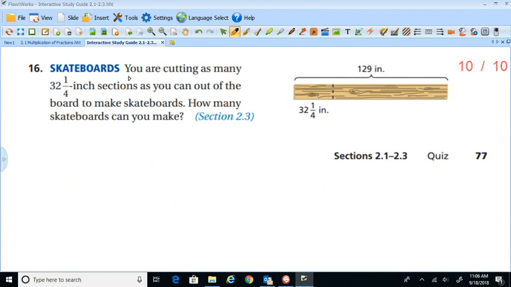You are cutting as many 32 1/4 inch sections as you can out of the board to make skateboards. How many skateboards can you make? Well, we have 129 inches of wood. Each skateboard requires 32 1/4 inches of wood. We want to know how many of these sections do we have. So that's a division problem. So we have 129, so we're starting with our dividend, divided by 32 1/4.